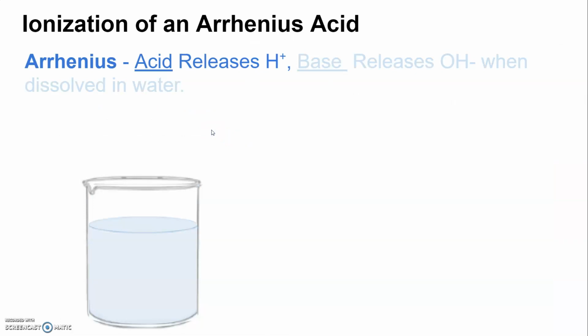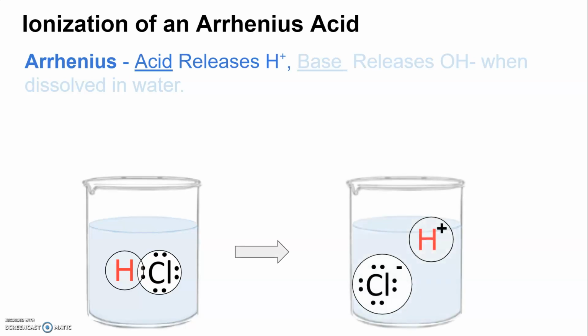So why is it important to know what happens in water? Well, it kind of goes back to our definition of an acid and base. So remember, for an Arrhenius acid, an acid releases H+, and it releases that when it's dissolved in water. So let's take, for example, something like HCl, which is an acid. If you put HCl in water, it will split apart into H+ and Cl-.